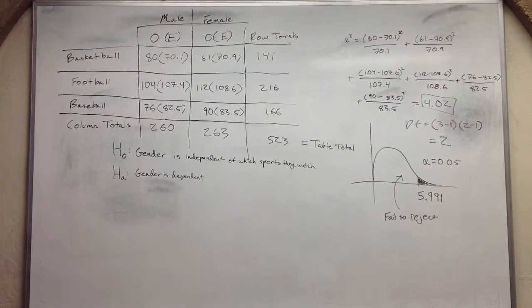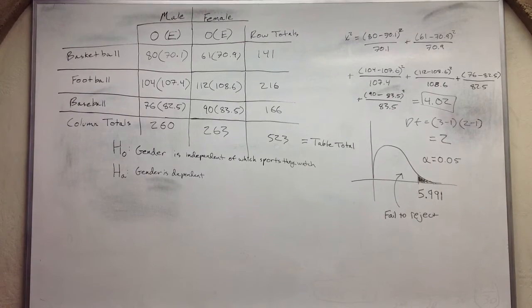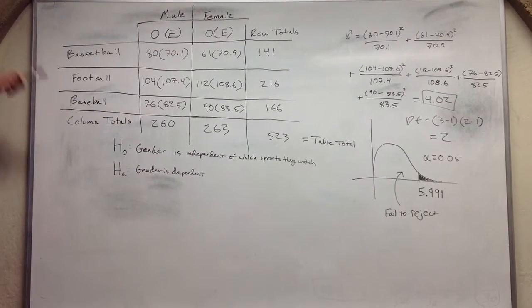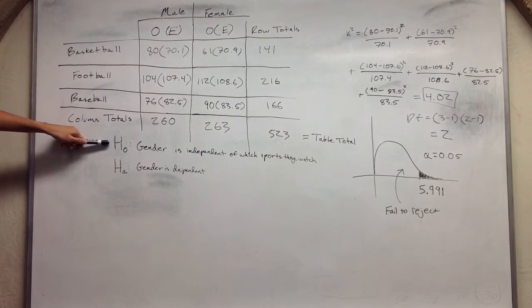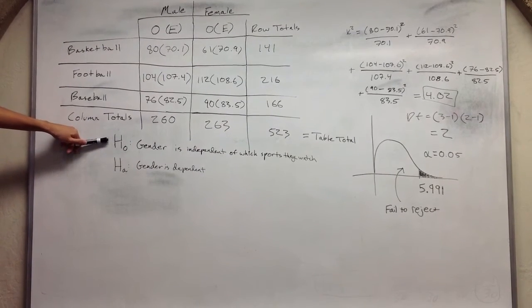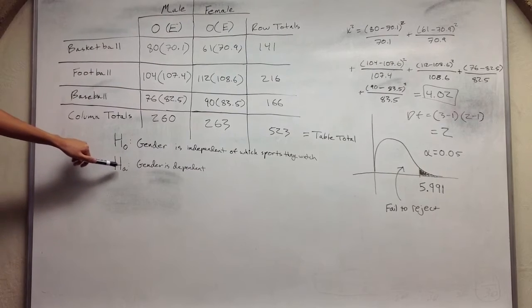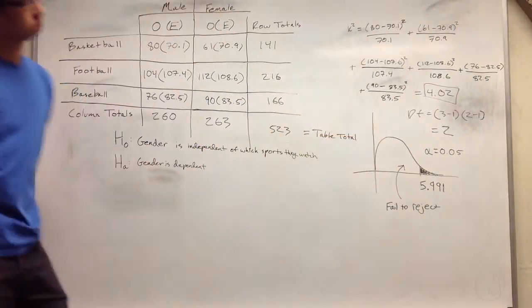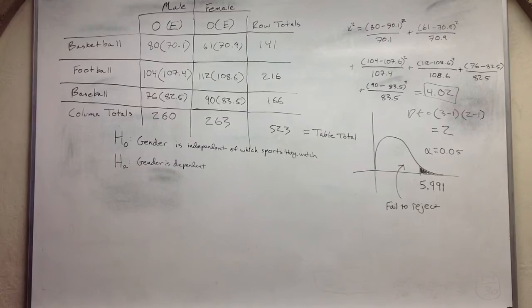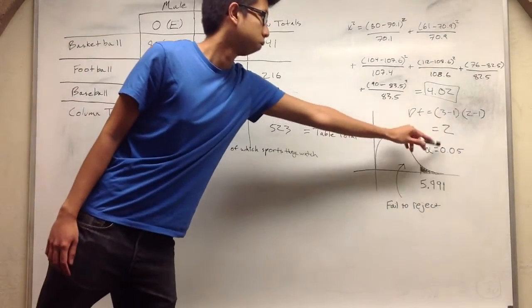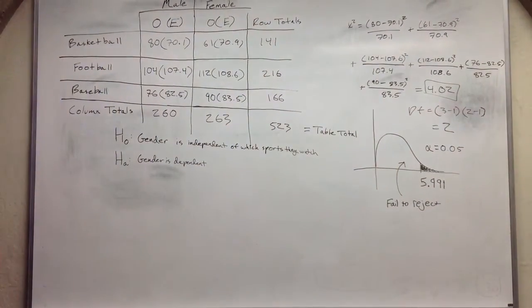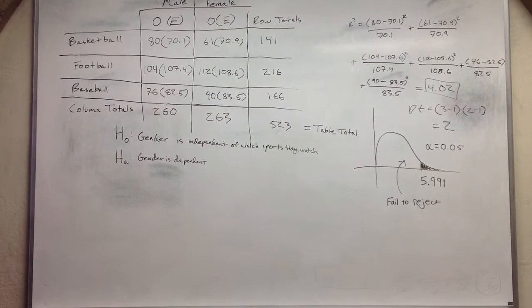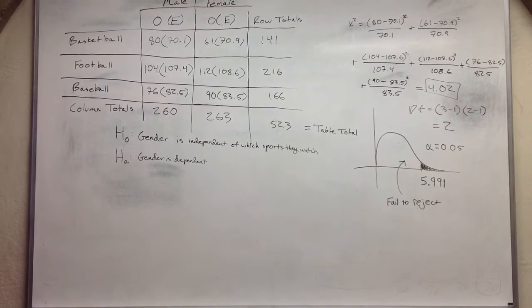This is a problem from 11.3. Our H0, we are deciding if gender is independent of which sports they watch, and HA is if gender is dependent. We're using alpha of 0.05, and our degrees of freedom, we use 3 minus 1 times 2 minus 1, and why we do that is because there are 3 sports and 2 genders. And then you subtract 1 from each and multiply to get the degrees of freedom.